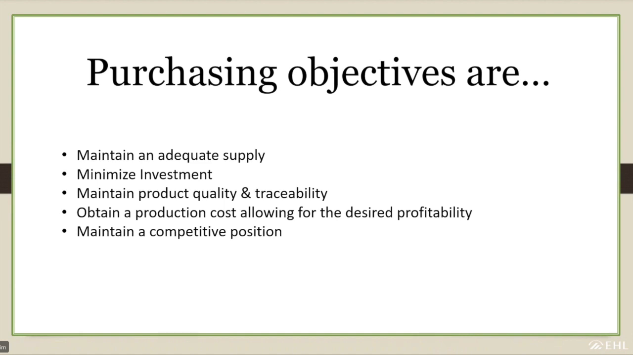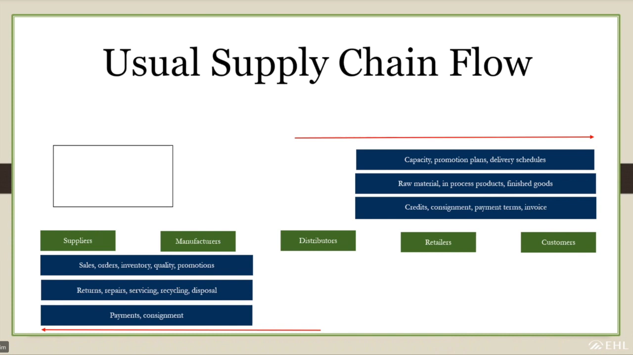What we want to do is maintain adequate supply, minimize investments, and maintain a competitive position. That's why purchasing is very important, because in the end we need the best prices to make the best food, so we also have to have the best quality produce to make a nice range and get a good profit on it, and obviously to satisfy the customer, which is the most important thing.